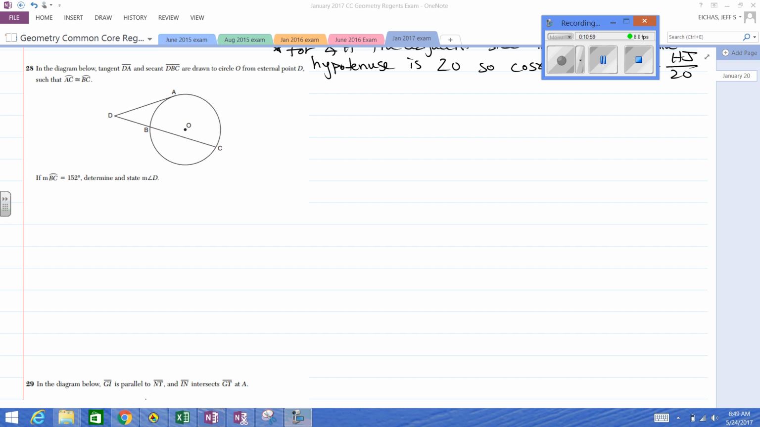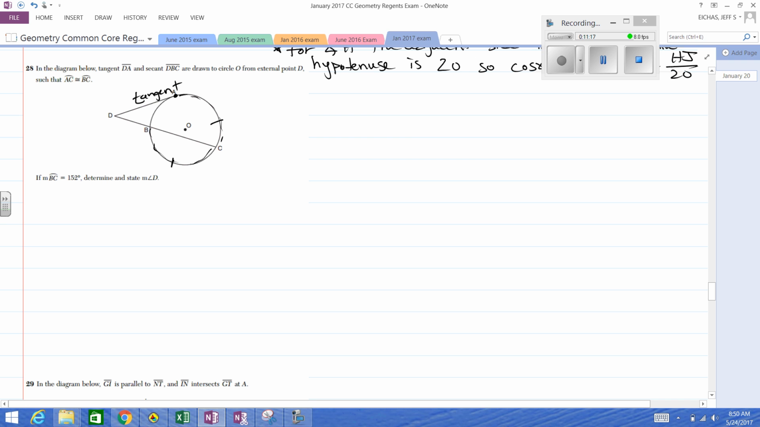Okay, for number 28, let's see, tangent AD. Okay. So there's no extra little arc here. That's basically all they're saying in that case. Arc AC is congruent to arc BC. All right, and if arc BC is 152, so then that is as well. And we can figure out what arc AB is. Let's see, we do need that to get angle D, because we need both of these intercepted arcs. So let's do the calculation here.